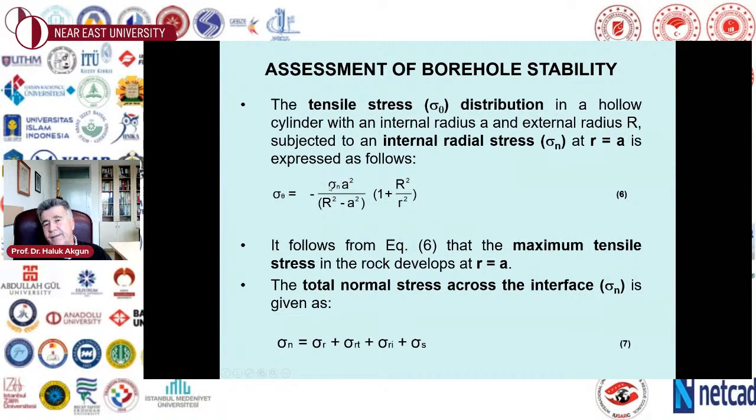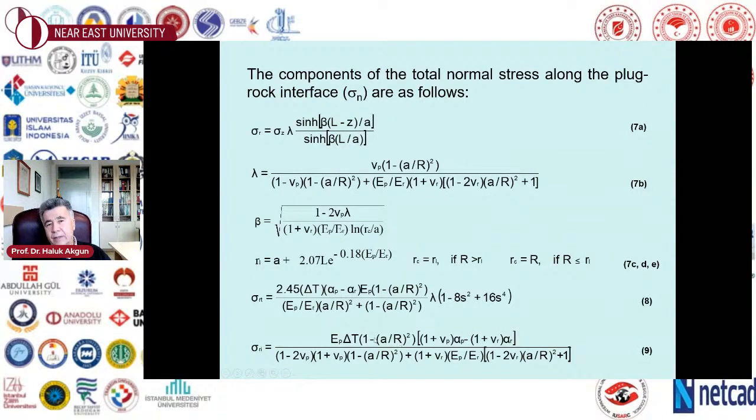And sigma n is the radial stress at the plug-rock contact, and the total radial stress, normal stress, is given by this equation here, where we have the radial stress resulting from axially loading the plug, the radial stress resulting from the thermal normal stress, the radial stress resulting from the differences between the coefficients of expansion of the plug and of the rock, and also the cement swelling pressure. So these four components are given by these equations here.